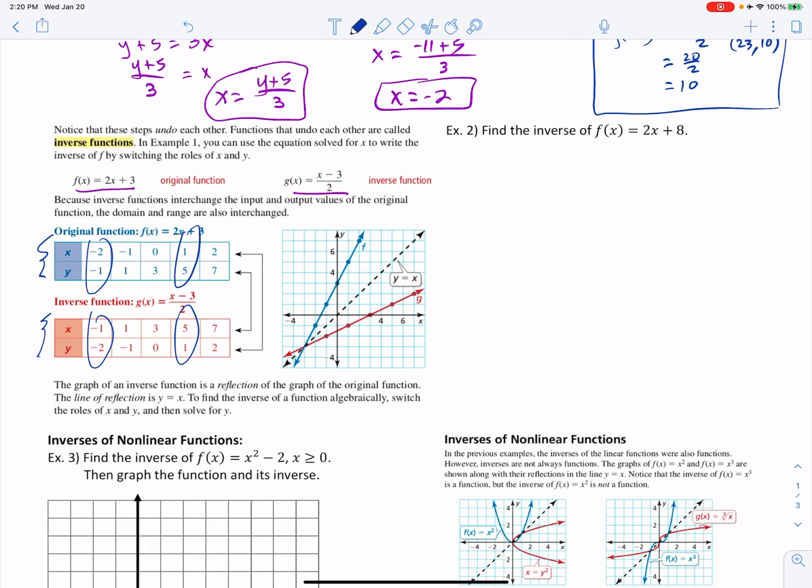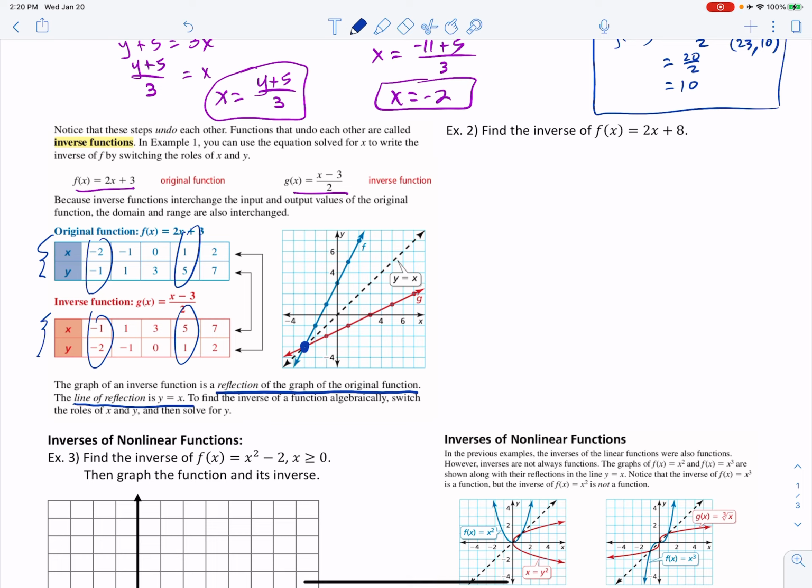The other thing is inverse functions, excuse me, are reflections of the graph of the original function over the line y equals x. And so you'll see in that graph that we have the line y equals x, and when you reflect f over the line y equals x, you get the points on g. And notice that points that are on the line of reflection don't move anywhere.